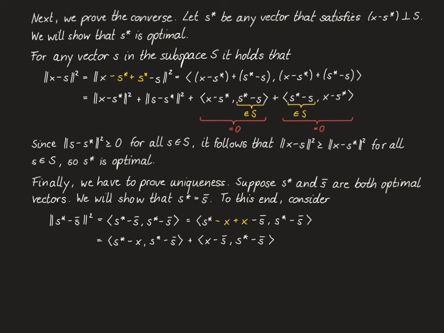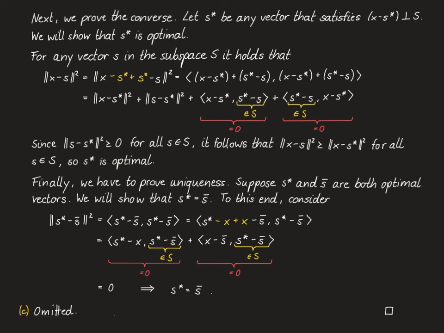By assumption, S star and S bar are both optimal, and hence, by what we have proved before, this means that the inner product of x minus S bar with any vector in S, and also the inner product of S star minus x with any vector in S, must be equal to 0. So we get that the squared norm of S star minus S bar equals 0, which of course implies that S star equals S bar.